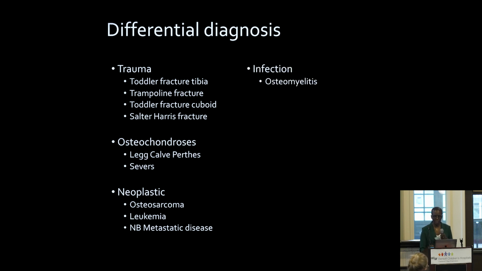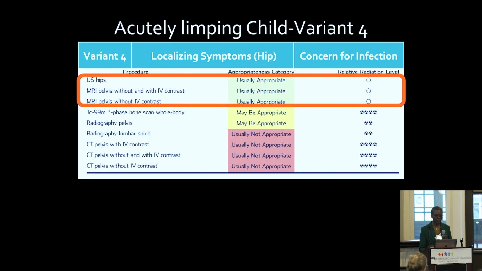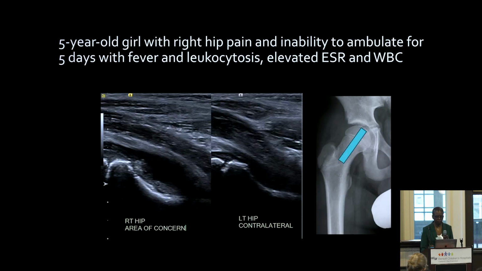For infection, we've seen various manifestations of osteomyelitis in the rheumatologic category, juvenile idiopathic arthritis. Okay, so acutely limping child variant 4. This has localizing symptoms in the hip, and there is concern for infection. So appropriate first line of imaging can be ultrasound of the hips, that's usually appropriate, and MRI of the pelvis without contrast or with and without contrast. And then other things may be appropriate.